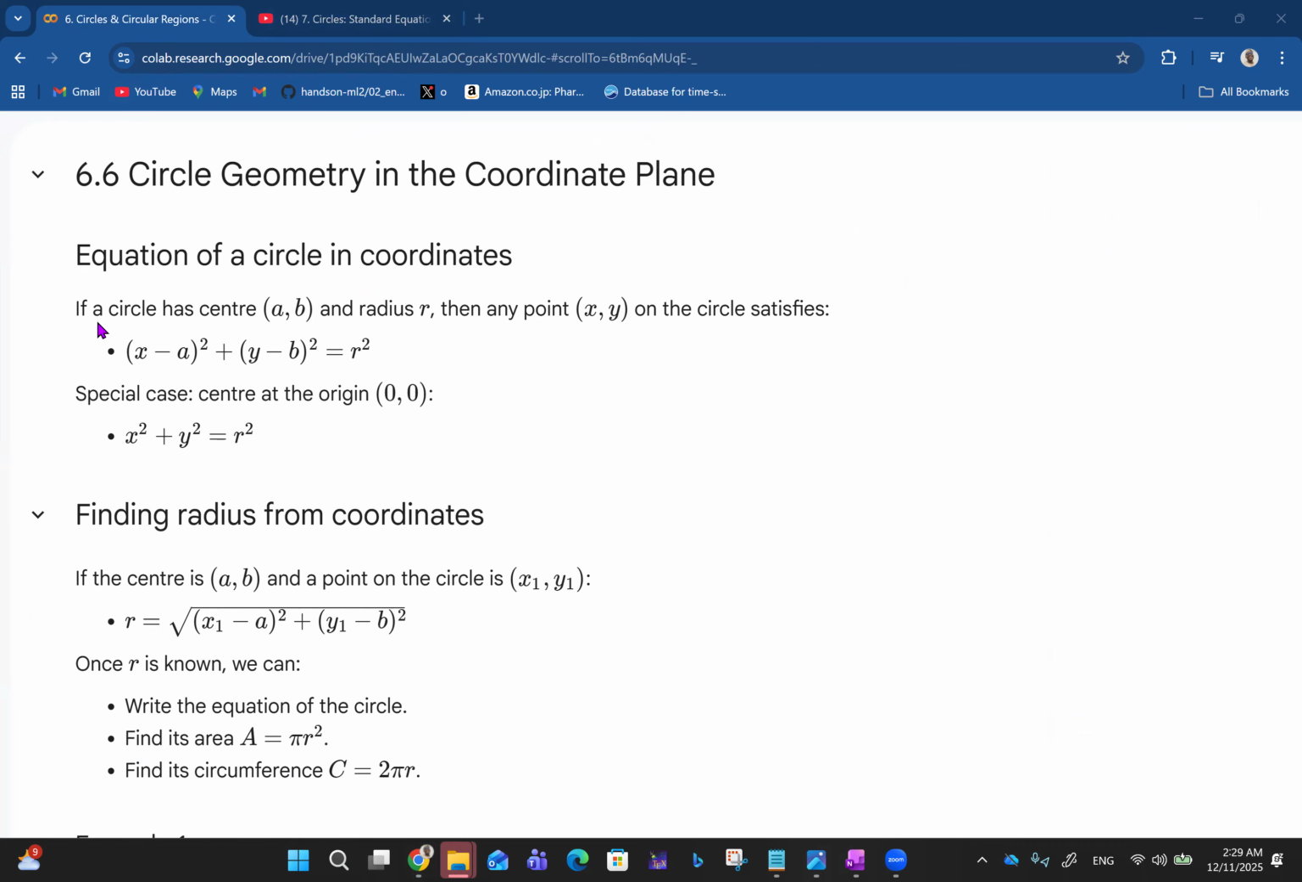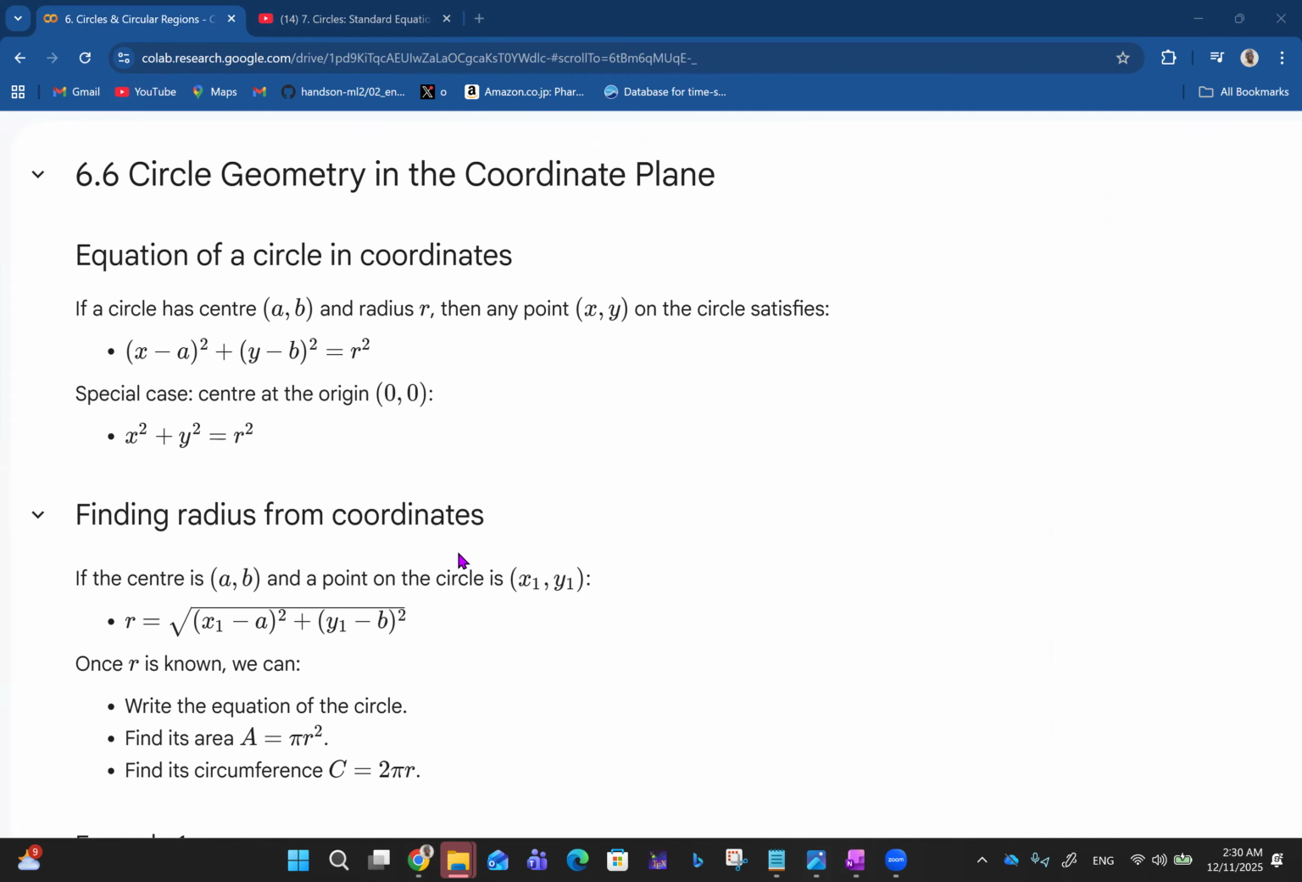Equation of a circle in coordinates. If a circle has center (a, b) and radius r, then any point (x, y) on the circle satisfies (x minus a) squared plus (y minus b) squared equals r squared. There is a special case where the circle passes through the origin. So a and b will be 0, 0. So you have x squared plus y squared equals r squared.